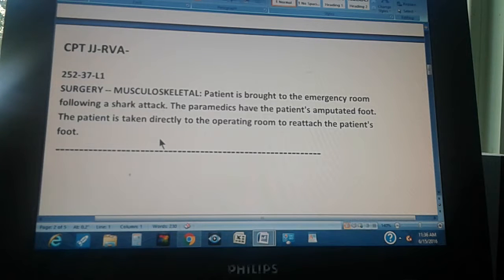So it's the surgery section of the CPT book, musculoskeletal, and the patient is brought to the emergency room following a shark attack. The paramedics have the patient's amputated foot. Now remember here it says amputated foot. In the tips you're going to find something, but I'm just pointing this out. The patient is taken directly to the operating room to reattach the patient's foot. Okay, so that's the procedure. Now we're going to count to 3 so you can pause the video and give us the CPT code for this procedure. 1, 2, 3.